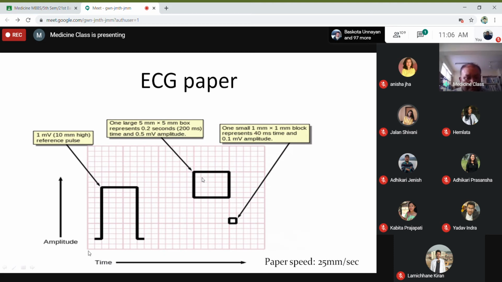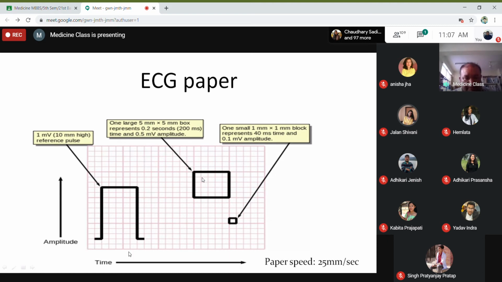So a paper will roll in 1 second. This length of paper will roll in 1 second. So if you now see the duration of these 5 large squares, it's 0.2 seconds, isn't it? 1 second divided by 25 gives 0.2 seconds. Now the smallest square would be 0.04 seconds. Did you understand this one?